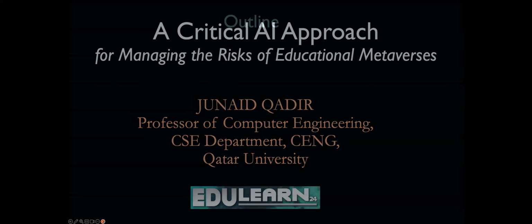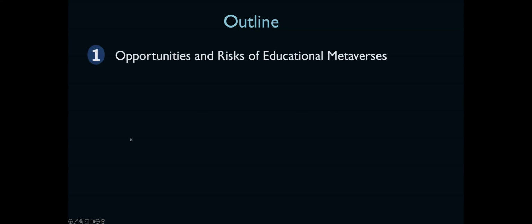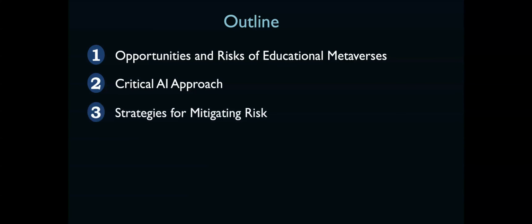So the outline of the presentation would be as shown on the slide. I will initially talk of opportunities and risks of educational metaverses. I will then highlight what the critical AI approach is. And finally, we will mention some strategies that we can use to mitigate the risk that arises when we use AI in educational settings.